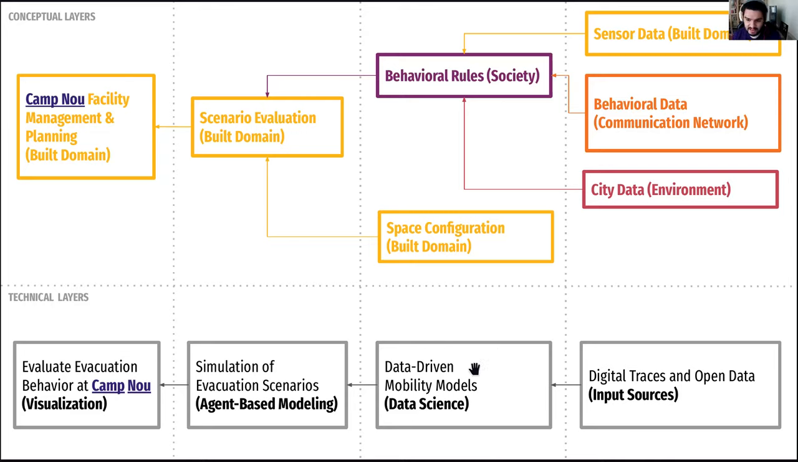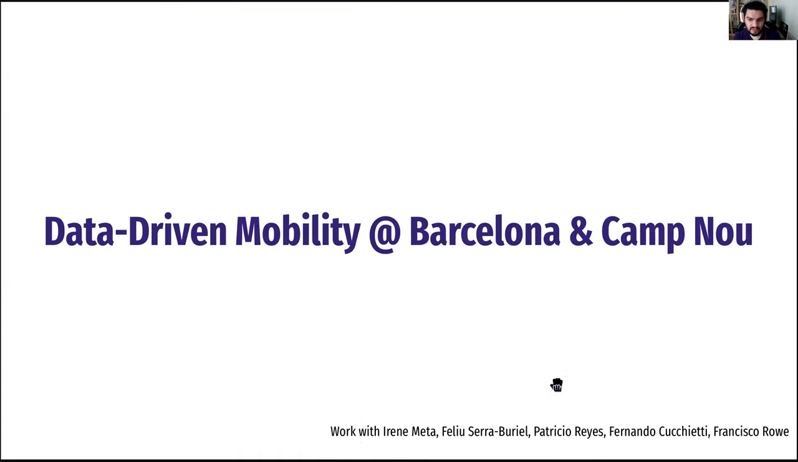All this data science is built over digital traces and open data from input sources. So you can see that here we have two different layers to describe the same problem. It's very important to understand what you are solving with data before doing the analysis or while doing the analysis. So this is ongoing work, so I cannot show you yet how people behave in a simulation at Camp Nou because we are doing that. But we do have final results regarding how people behave in Barcelona and Camp Nou.